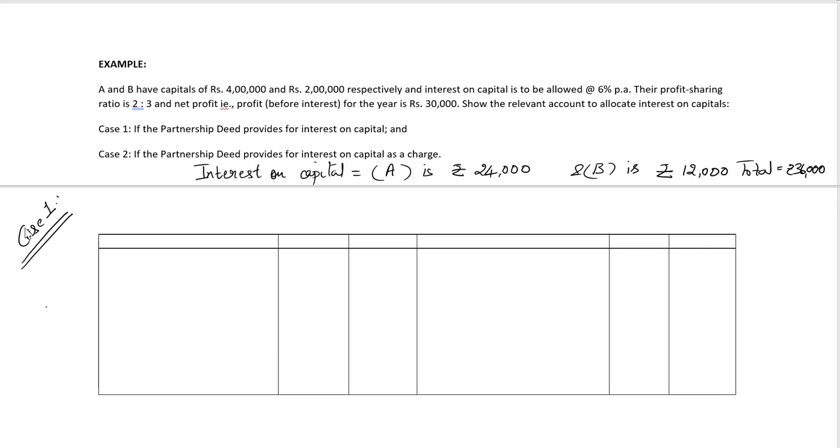Case 1 says the partnership deed provides for interest on capital. Now, the deed is providing for interest on capital at 6%, but it does not say whether it's a charge or appropriation. So we'll have to treat it as an appropriation and debit the interest on capital to the profit and loss appropriation account. So let's prepare the relevant ledger account, which in this case is the profit and loss appropriation account.